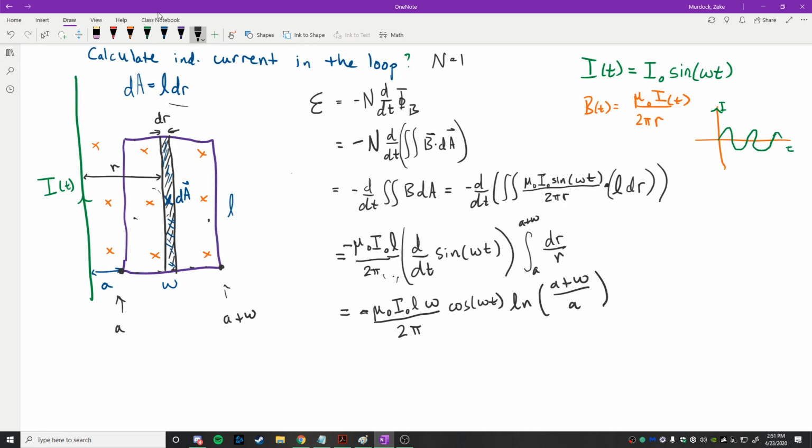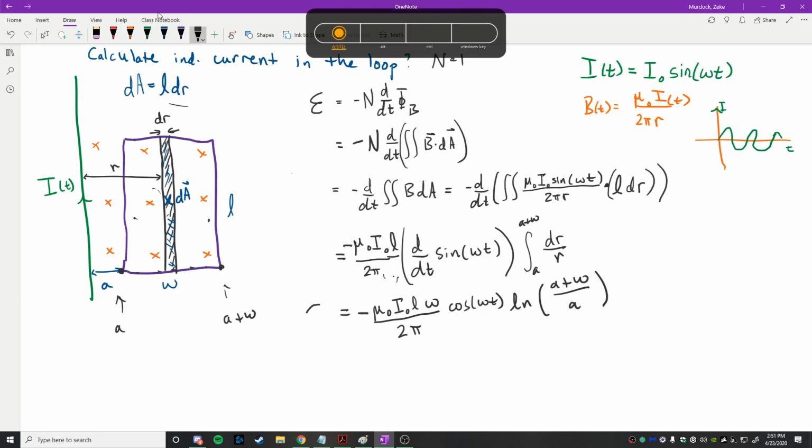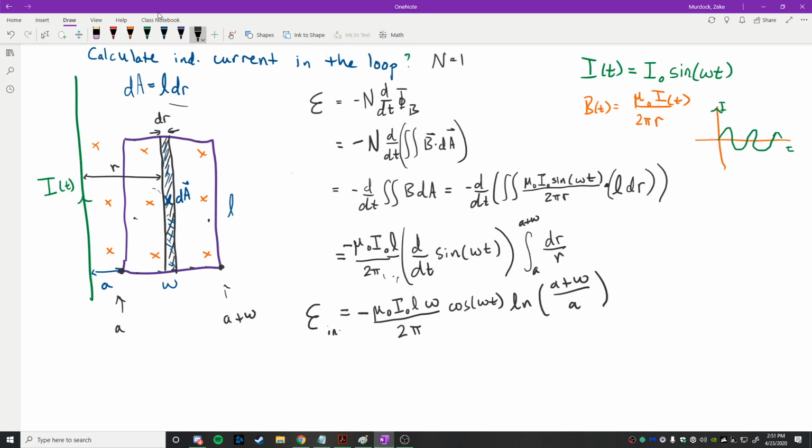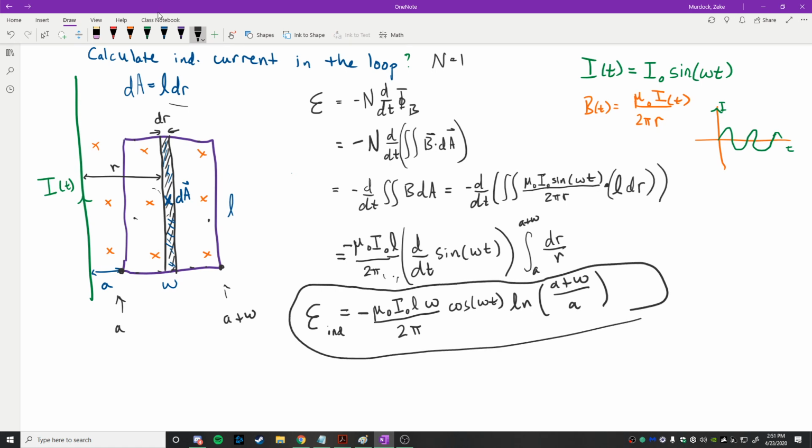And this is your induced EMF as a function of time. It is a long, messy answer. I'm pretty sure you have a lab manual problem that is extremely similar to this. Maybe some slight variations. I think the difference is in the lab manual problem, the loop is moving or something like that. But it's not that much different, really.